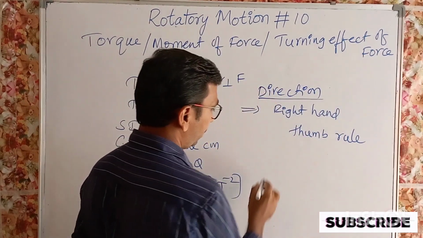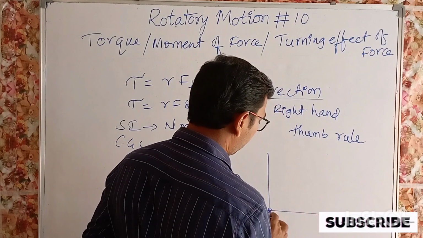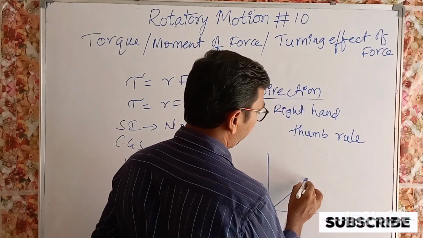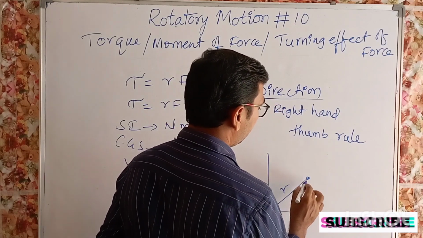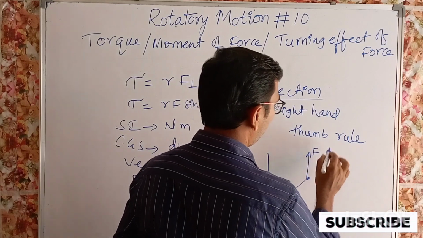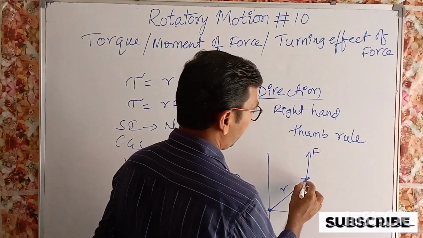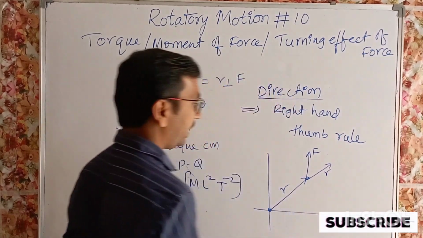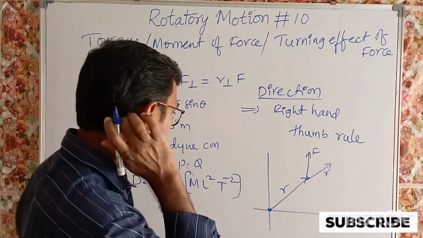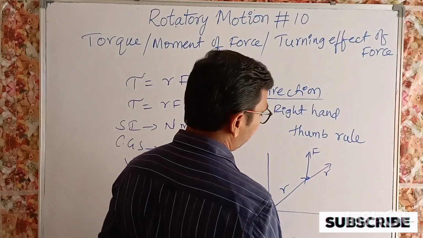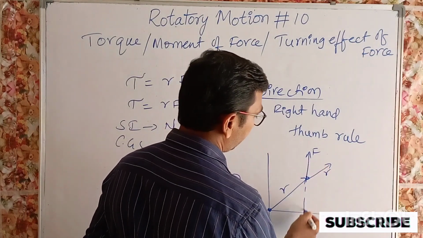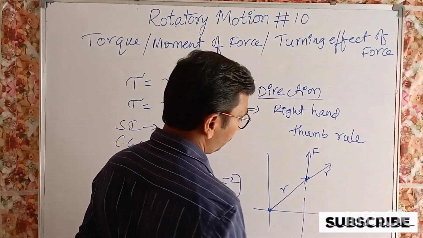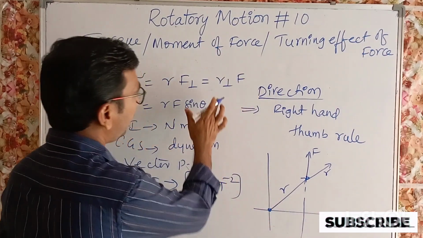For example, I will consider this is the axis of rotation. From the axis of rotation to some distance r, force is applied like that. This is the component of the force, and you can extend it. This is the line of action of r, and you can consider the line of action of force as this. So what I said, r perpendicular.